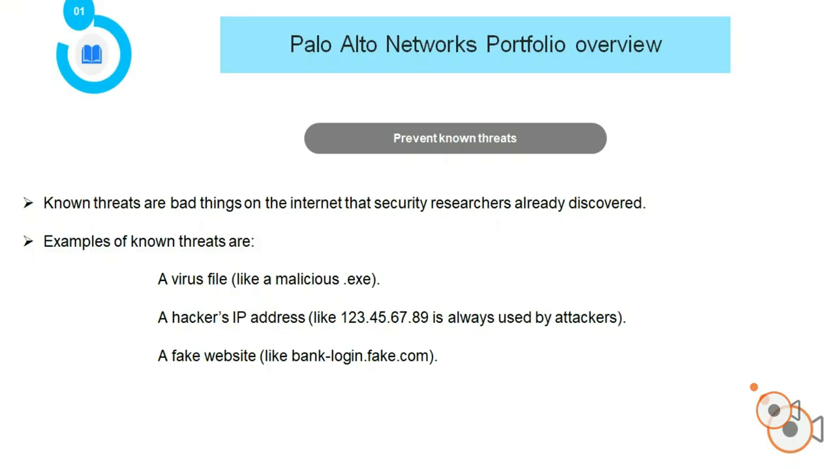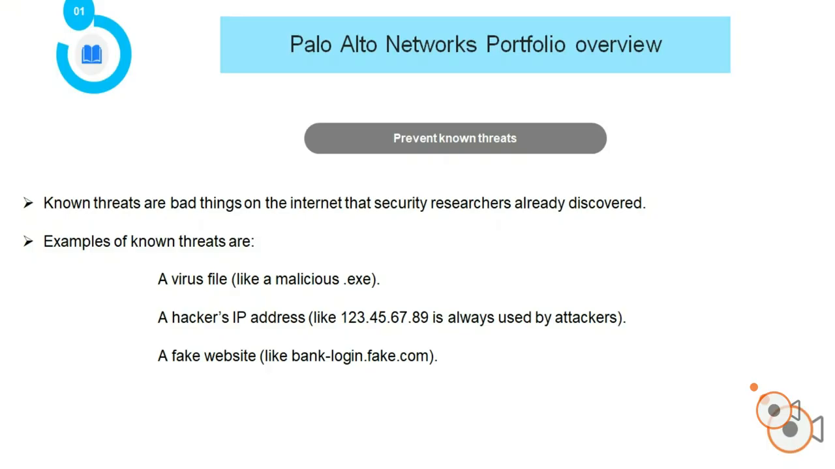The question now: how do firewalls prevent known threats? We can say that Palo Alto Networks firewalls use several tools to stop known threats. For example, the antivirus profile. In this case, it scans files for known viruses and blocks them. Another feature is the threat intelligence database. The firewall uses regularly updated lists of bad IPs, bad URLs, and file signatures from sources like Palo Alto WildFire or other threat intelligence feeds.